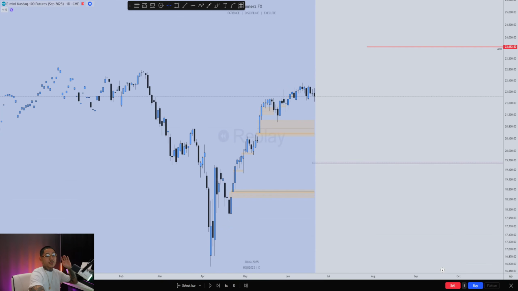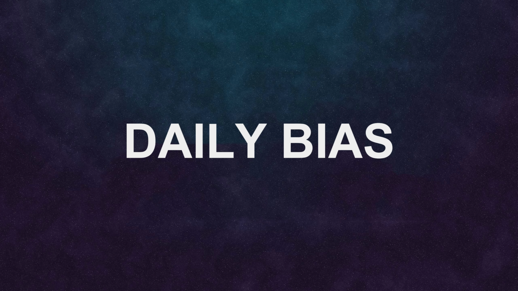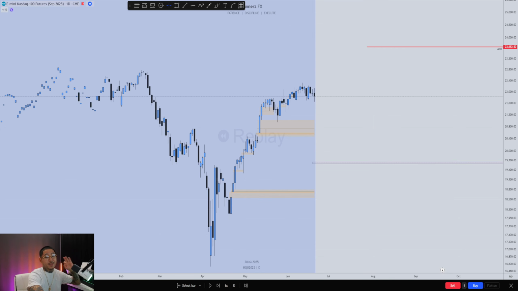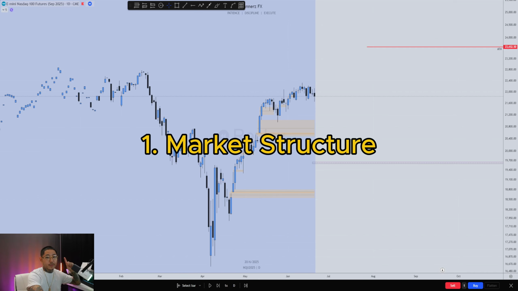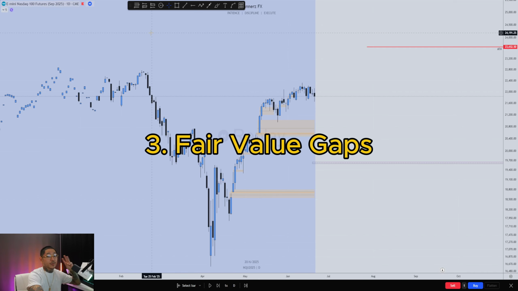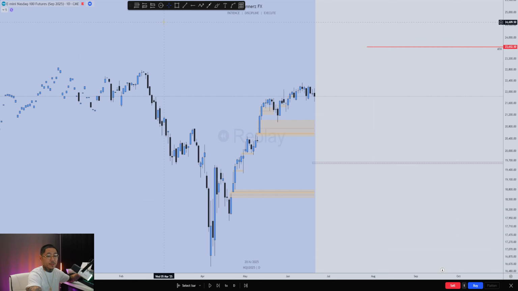First of all, we need to find daily bias, right? When I'm looking for daily bias, there's three main things that I look for. Which is 1, the overall structure of the market, 2, liquidity, and 3, fair value gaps. So let's get into it in this scenario. I first start on the daily chart, then the 4-hour, then the 15. But okay, let's get into it.